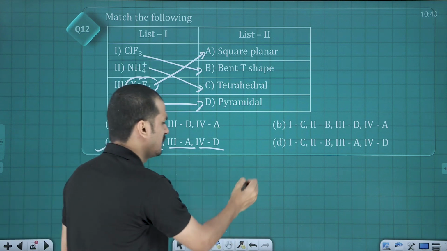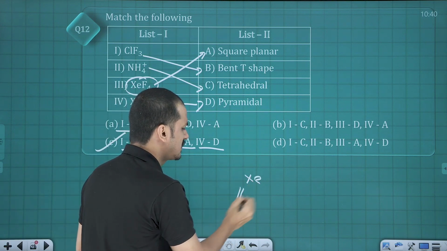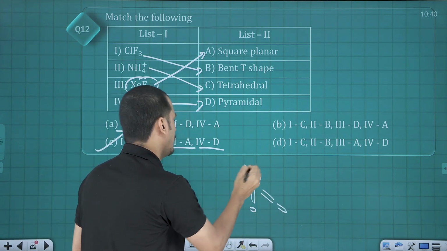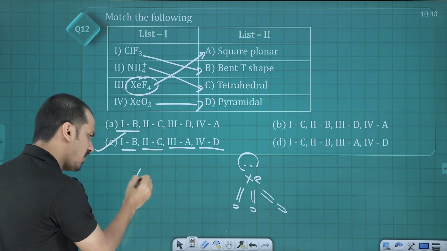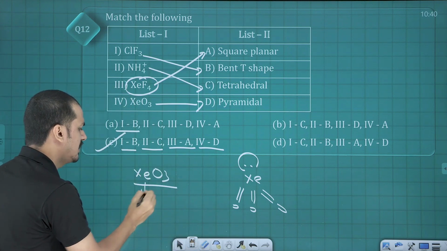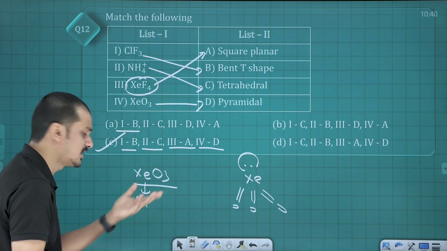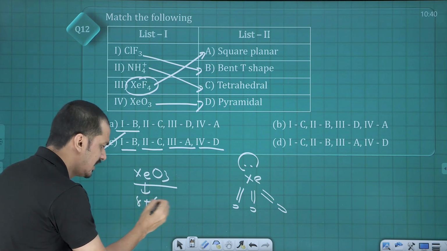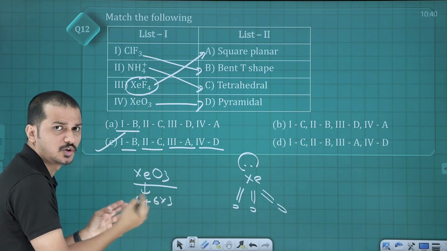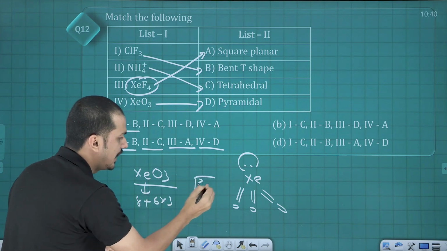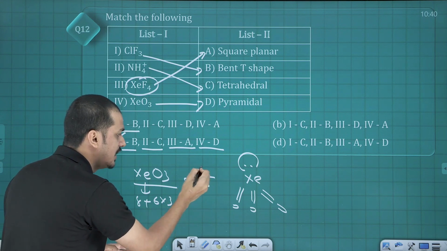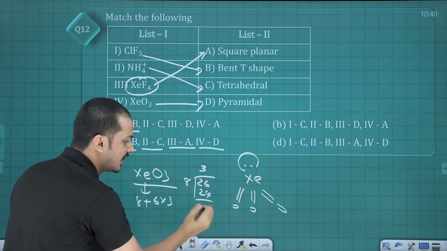Okay, what about XeO3? This is the shape. XeO3 means this is the one. So you can find it out by using our formula also. Xe has valence electron 8. Oxygen is 6 into 3, so 18 plus 8, 26. 26 divided by 8 means 3 eights are 24. Remainder is 2.